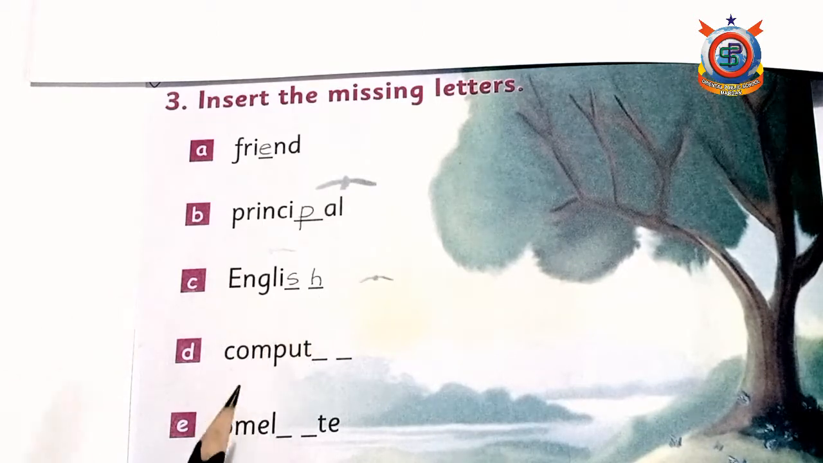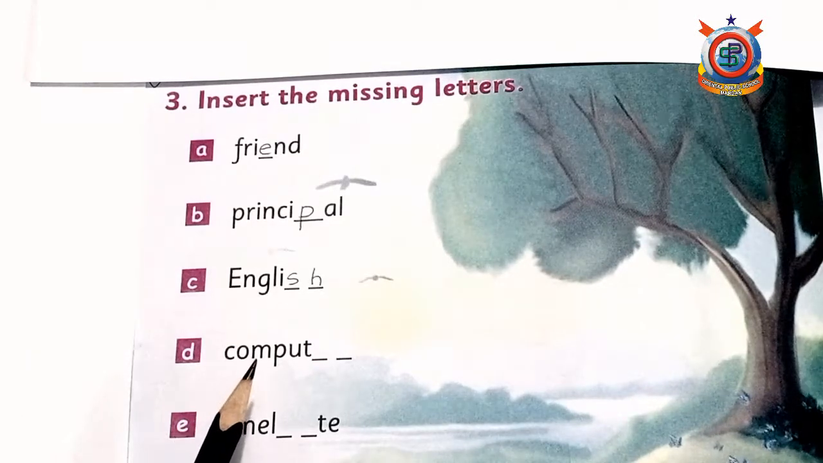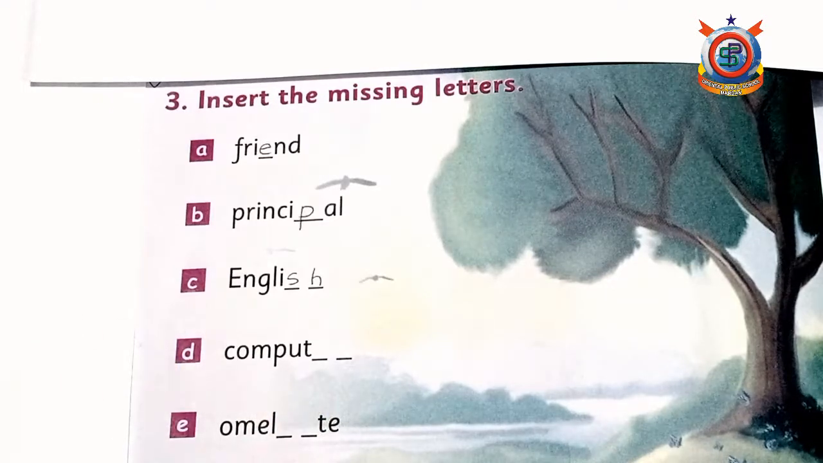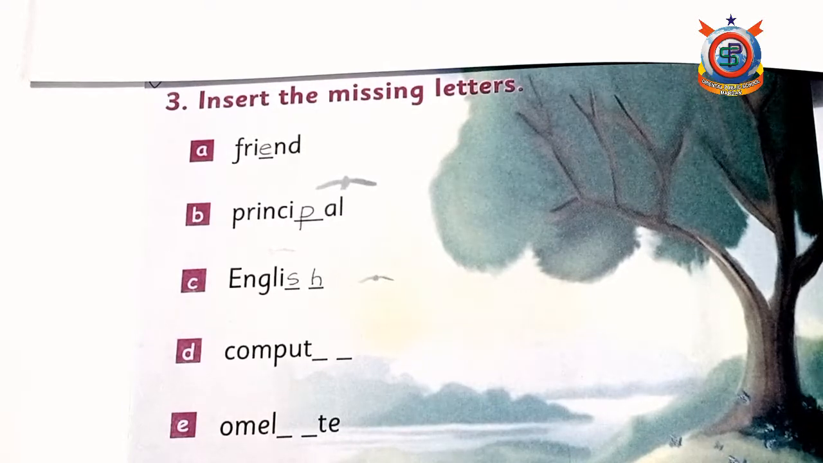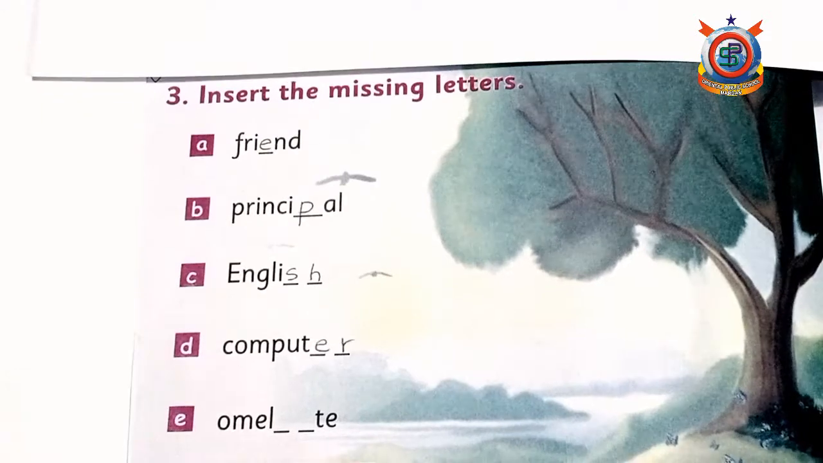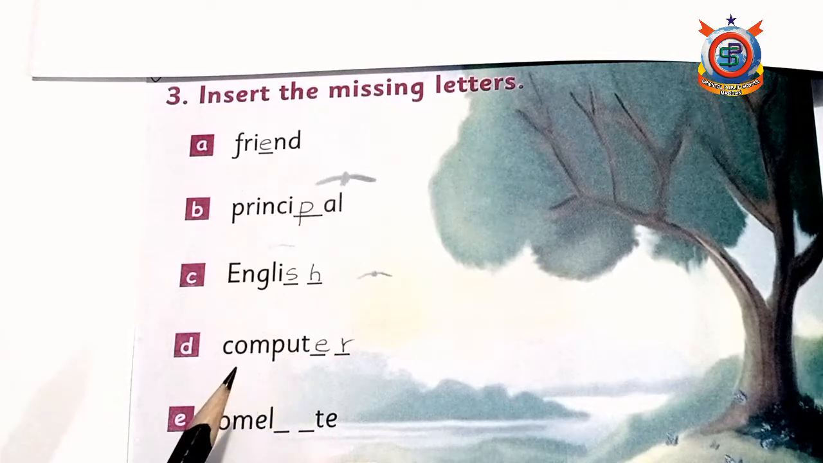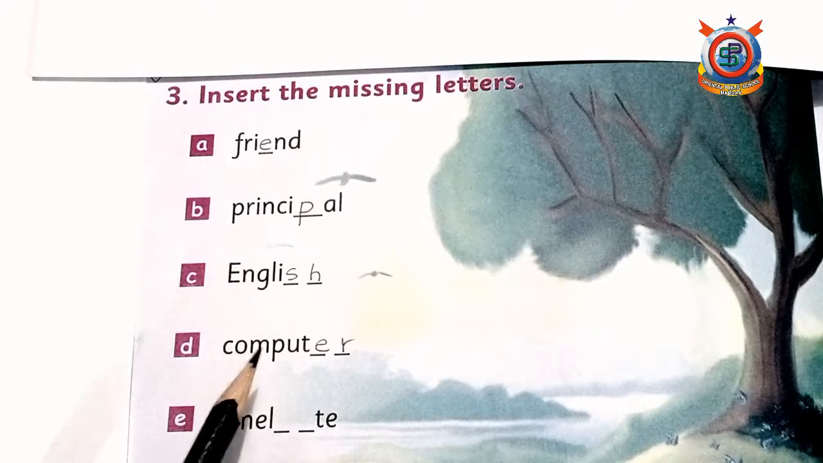Very good. Now moving towards the D part, and D part is C-O-M-P-U-T and two spaces. What is this, students? Two spaces are here, so what do you think? Which word is this? Yes, tell me. Okay, E-R. Very good. We will write E-R over here. Excellent. The word is now computer. Computer.